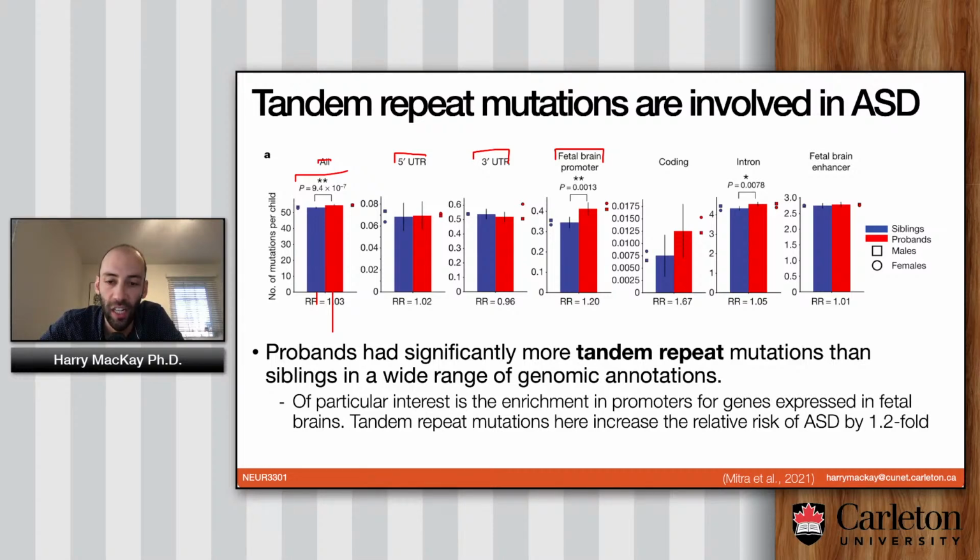So there are substantially more of the probands here. And in fact, this is the area that had the strongest relationship, at least on the basis of odds ratio. So RR means relative risk. So for every additional tandem repeat mutation you had in the fetal brain promoters, your risk of ASD went up by about 20% or 1.2-fold. So this is a reasonably strong effect. It's far from explaining all of ASD, but it certainly gets us started and shows us what else the genome has to offer.